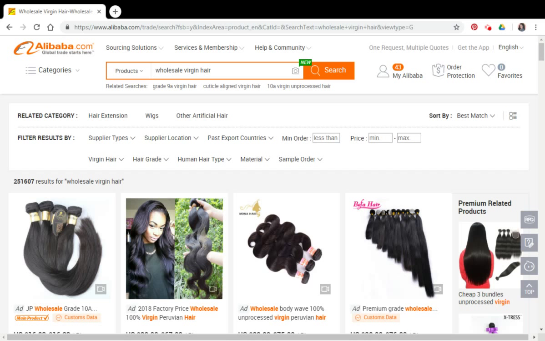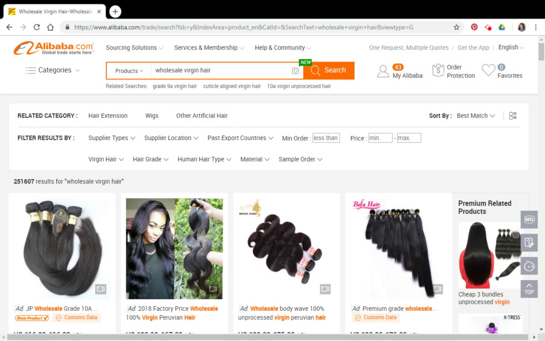Okay, many of you are probably familiar with Alibaba.com. This website is one of the most popular websites that can be used to source hair. You can get different types of hair on here, but today I will show you how to find vendors for wholesale hair, and the variety will be machine wefts.